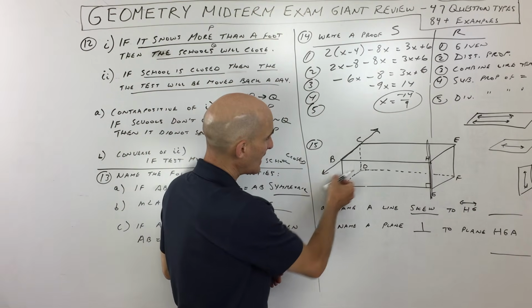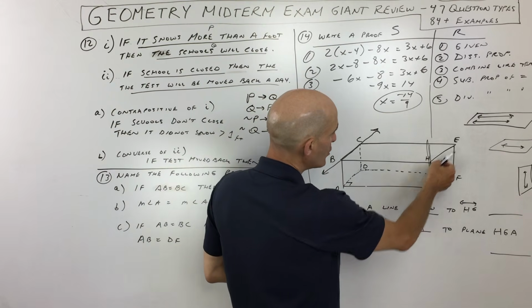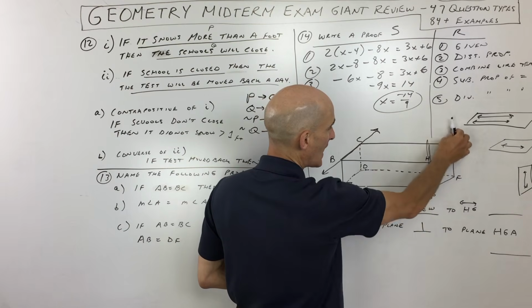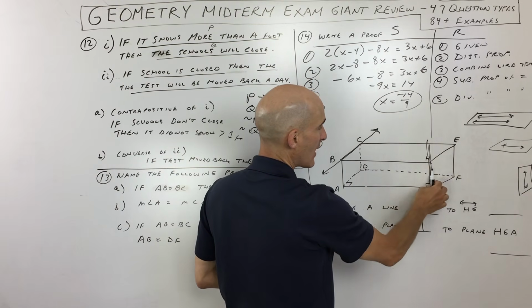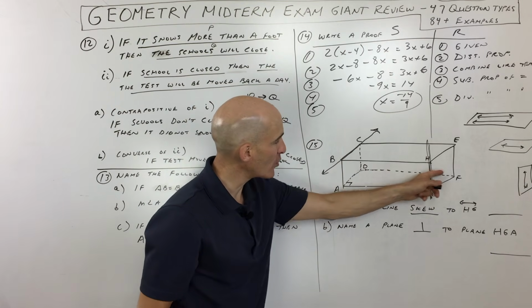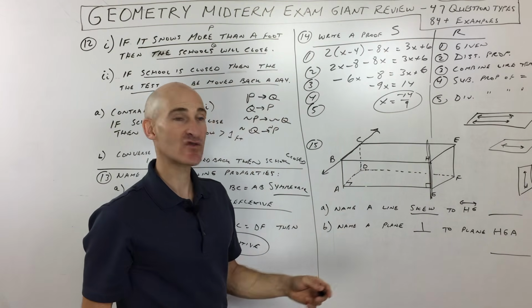You could also use line AD. What you wouldn't want to do is HE. These would cross at point H. You wouldn't want to do line EF because these are actually parallel. They're not crossing, but they're in the same flat surface. You could do line DF. That would work, okay? So there are a lot of correct answers for that one.